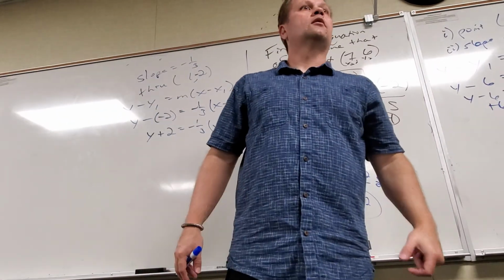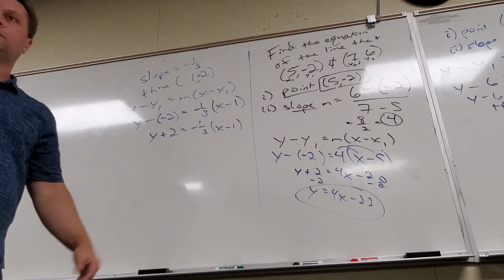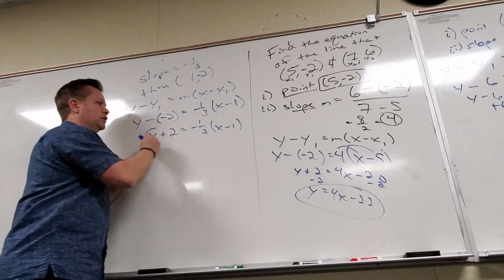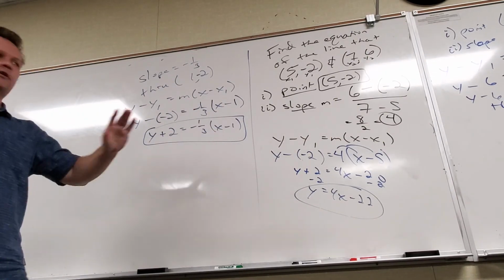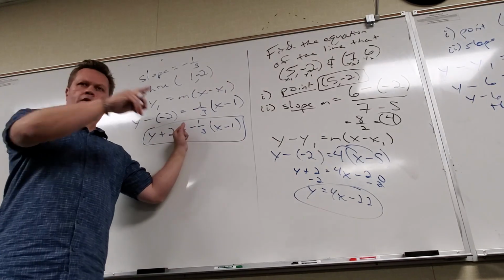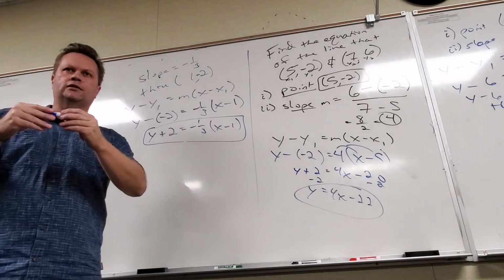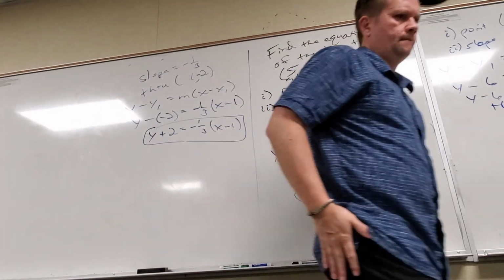Why are you going to continue with this one? We're done with that one. Done? Yes, because what did the problem say? Put it in point slope form. That is point slope form. Number 2 says put it into slope intercept form, which is solve for y. Solve. Yeah.